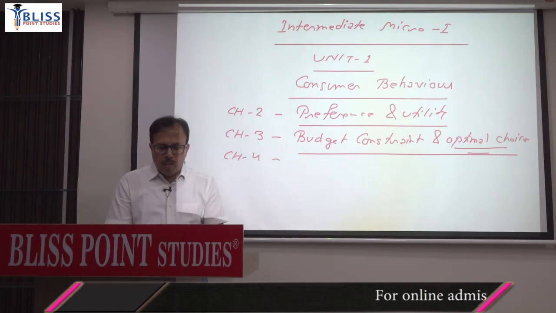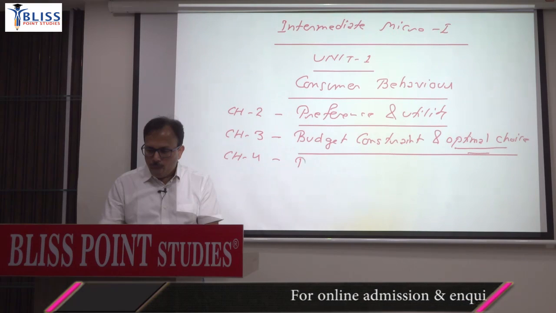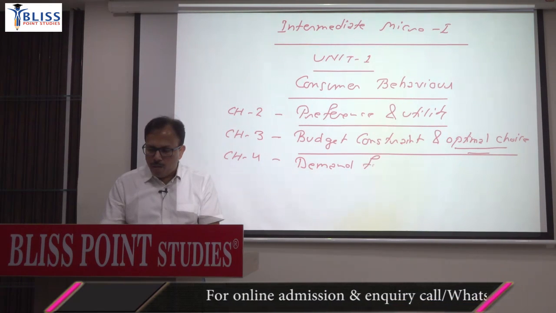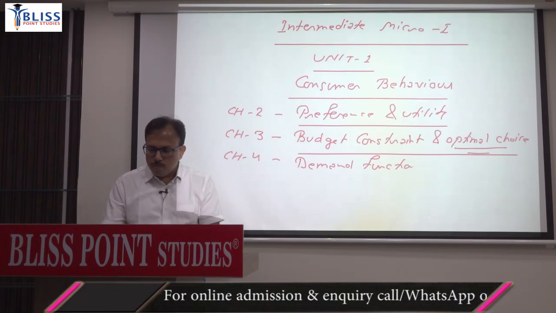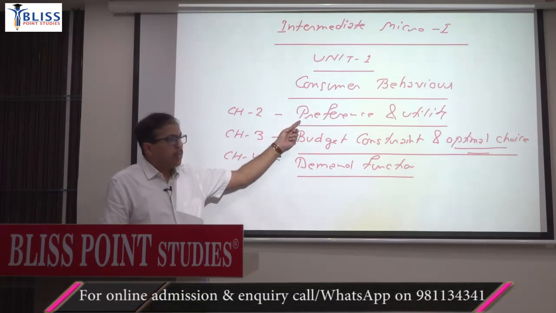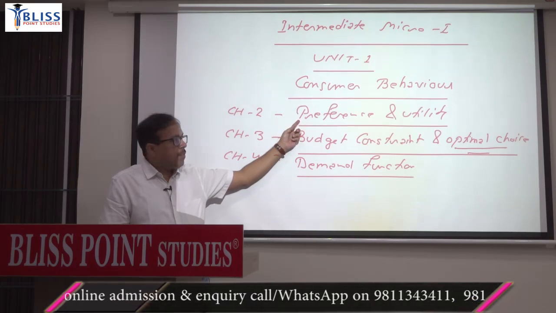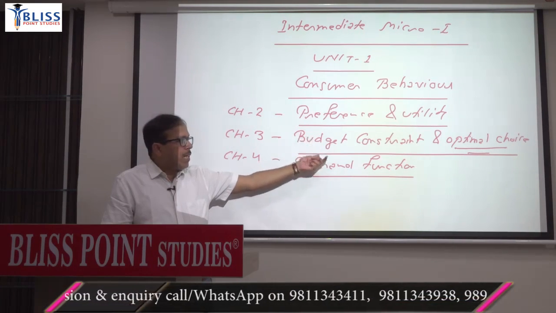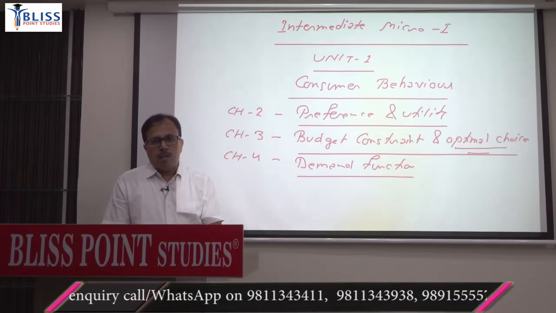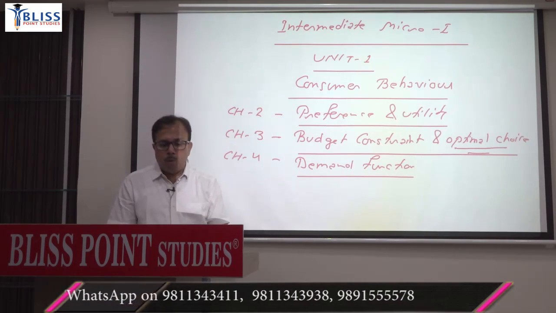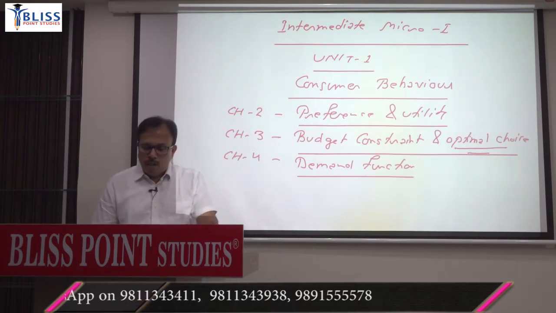Chapter number 4 will be demand function. That means for different type of utility function, you will calculate optimal choice, and the bundle we buy will be basically your demand. So we will write demand function for different type of utility function in that chapter.